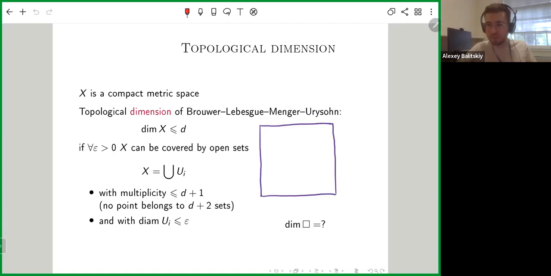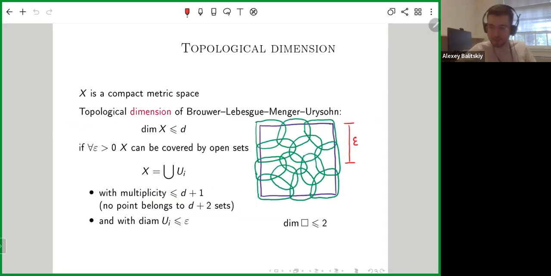Just to give a trivial example, here is a square with its inside. It's supposed to be two-dimensional. So let's figure out this dimension according to this definition. First of all, given any epsilon, I can cover it by small sets, green sets in this picture, with multiplicity at most 3. When I say multiplicity, I mean that every point belongs to at most this many sets. So this proves that the dimension is at most 2. I can do a similar picture for arbitrarily small epsilon.